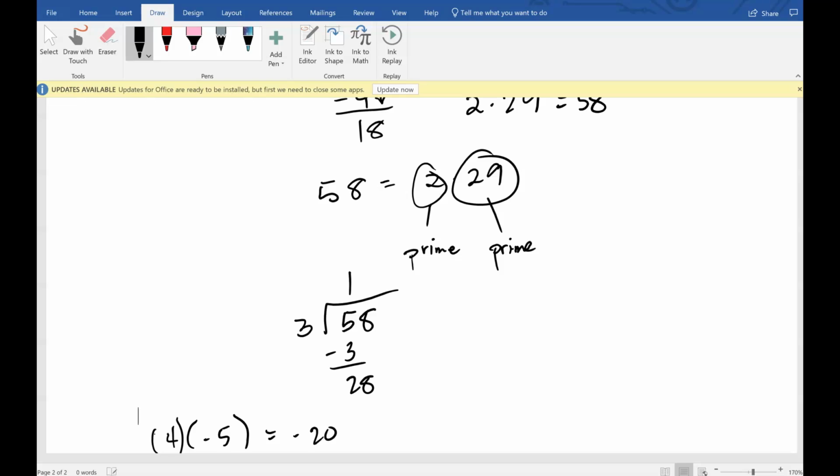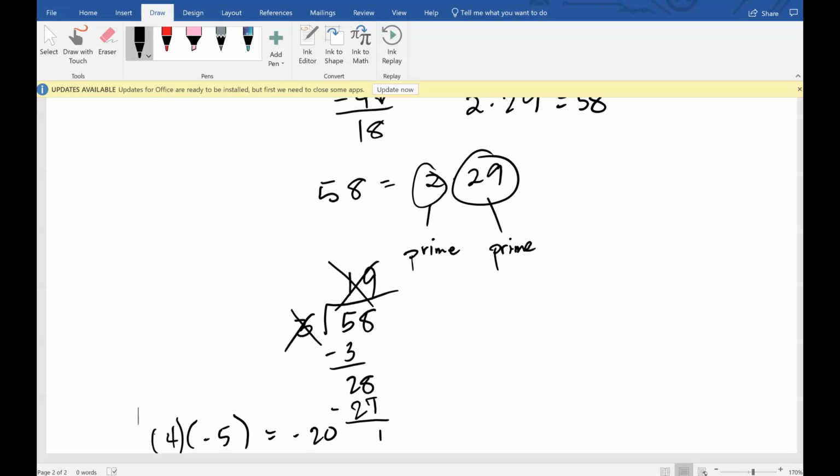And 3 won't go in evenly because you're going to have a remainder of 1. So anytime you have a remainder, it doesn't work. So 3 and 19 are not factors of 58.